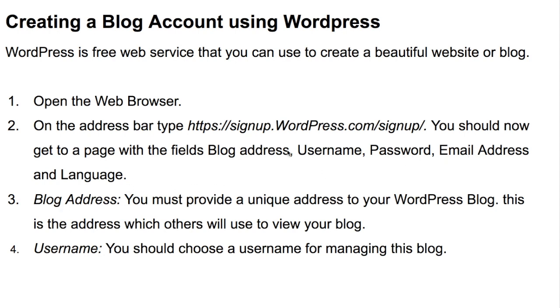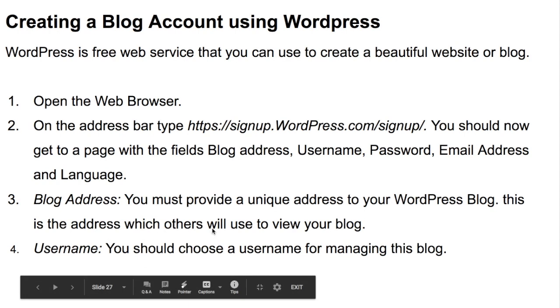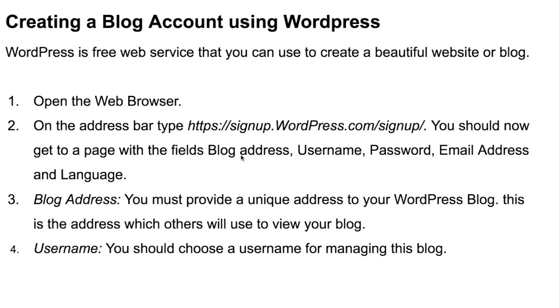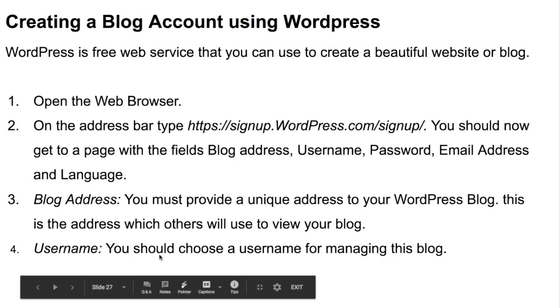Okay, blog address is what you might be confused about, since username and password you have seen on Facebook pages, in Gmail, etc. But what is this? Basically, blog address: you must provide a unique address to your WordPress blog. This is the address which others will use to view your blog, and others will use that blog address to find you. Okay, next is username.